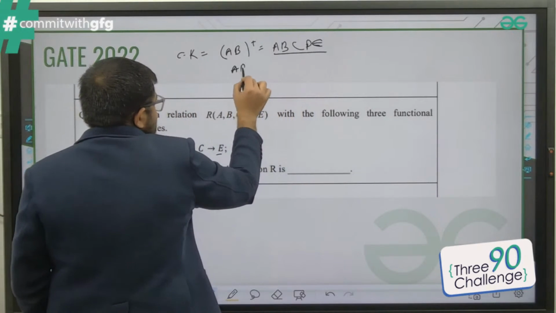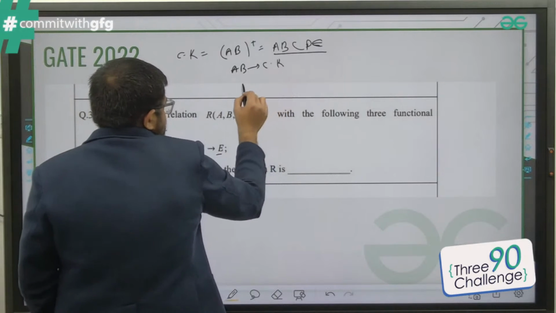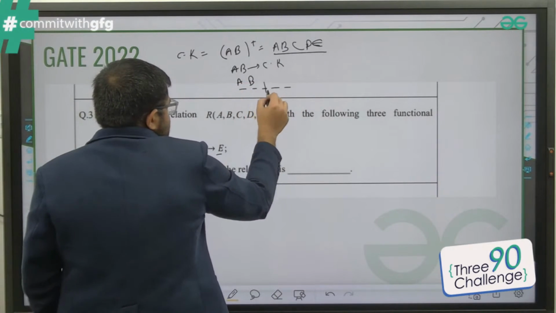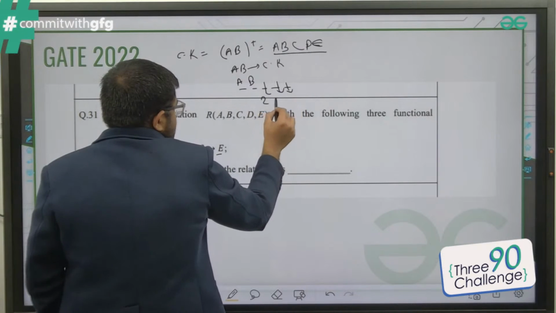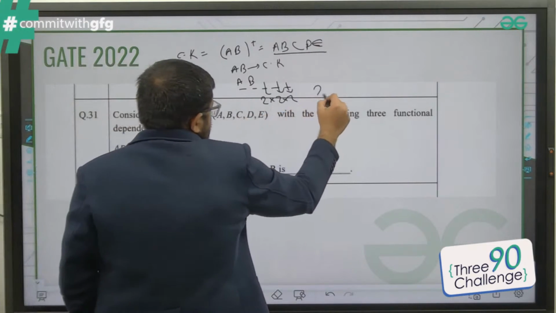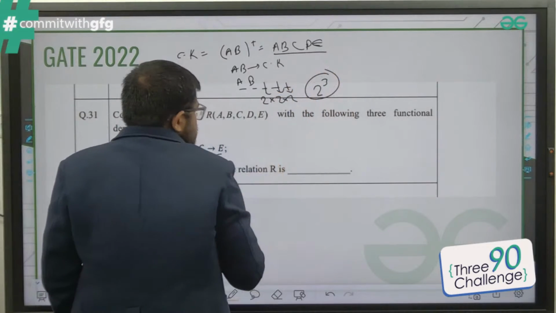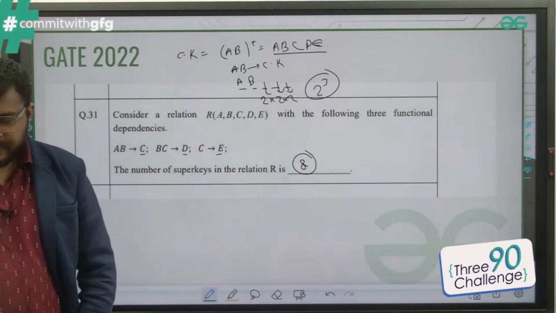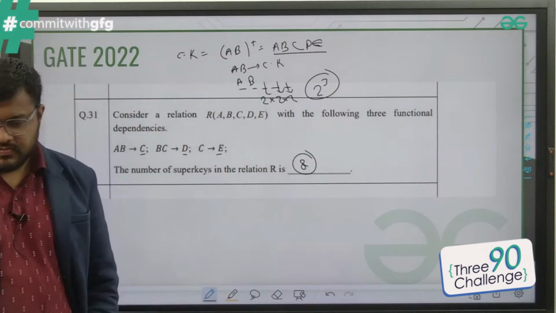So AB is the candidate key. So if your key is there, then A and B will definitely be there. C, D, and E, you can either take them or not take them. So there are two choices for each of the three of them. So in total there will be 2 to the power 3 super keys, and hence the number of super keys will be 8. Is this clear?